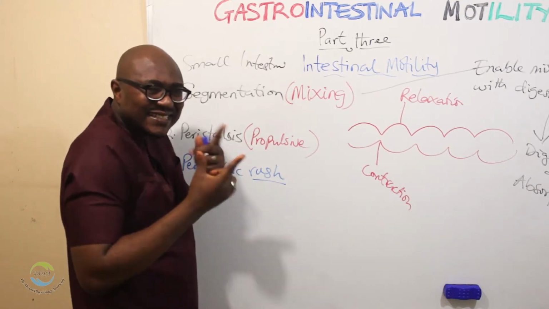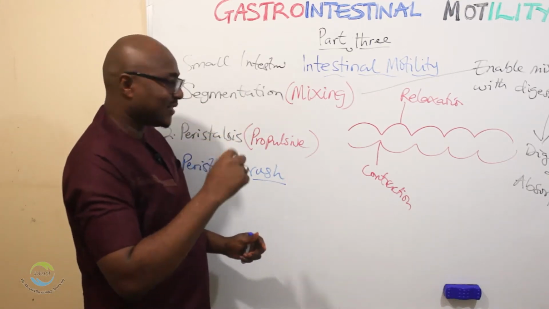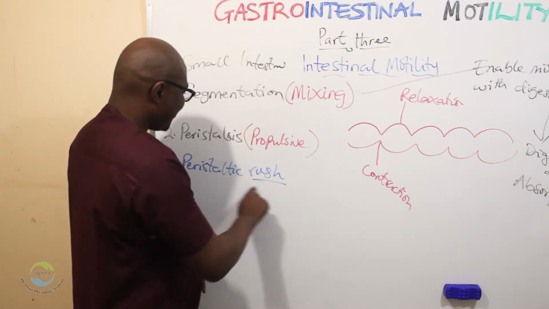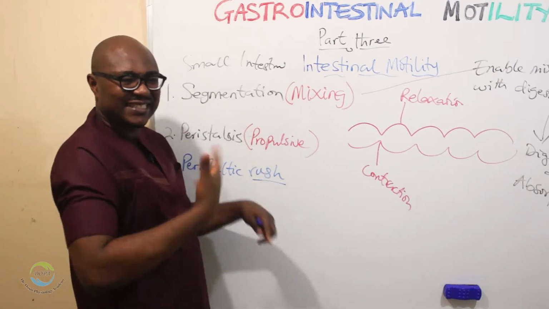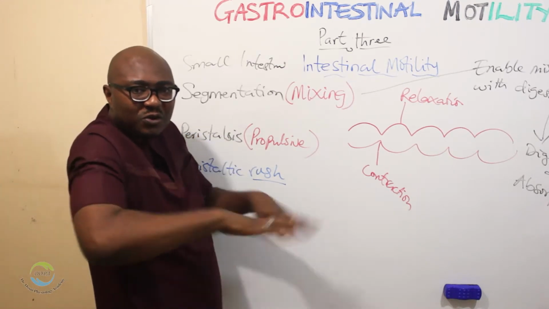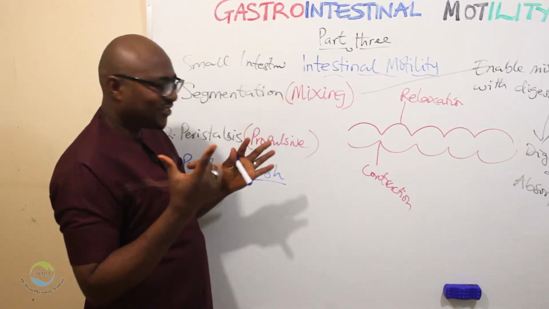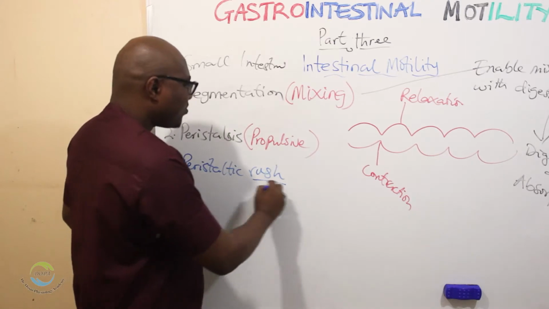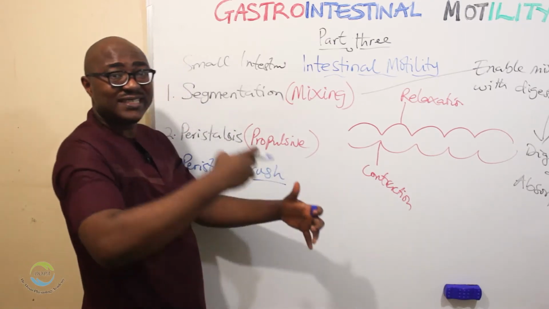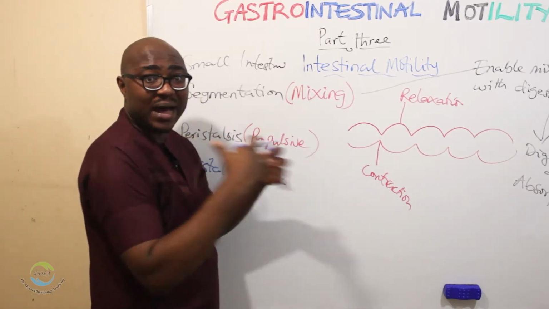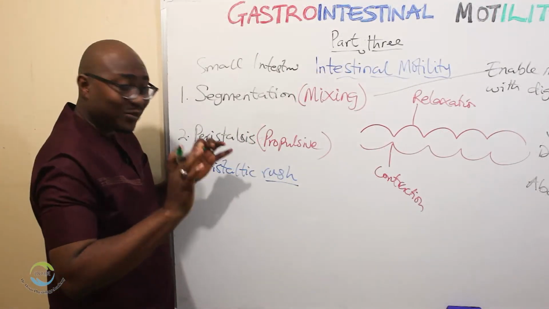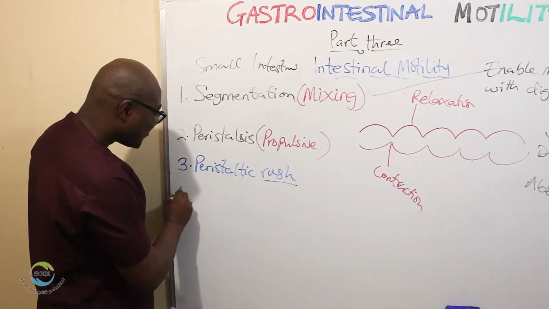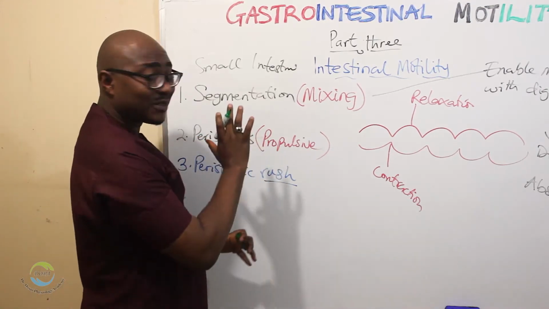So it irritates the wall of the small intestine and it causes this type of peristaltic movement, rush. It hastens the movement because it wants to flush out that irritation. So it's a propulsive movement, peristalsis, but it's faster and more powerful. All right? So this is what happens. So there's a fourth one. It's another fourth kind of movement of the small intestine.